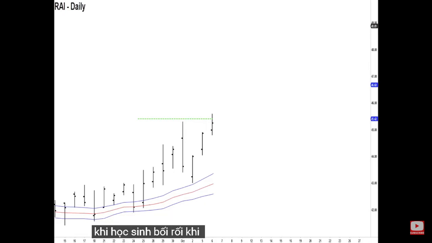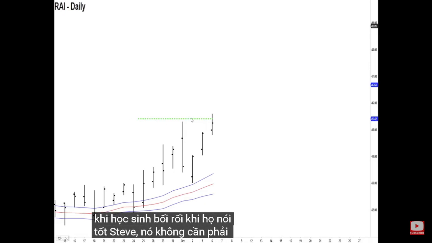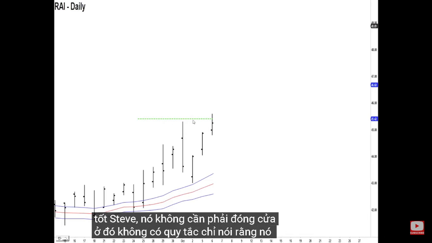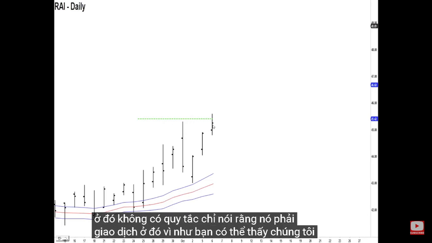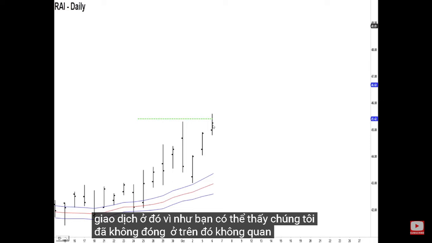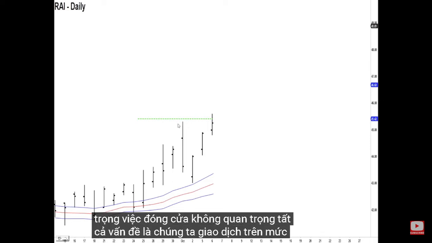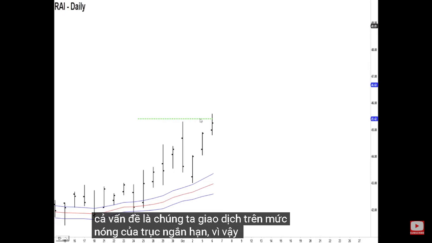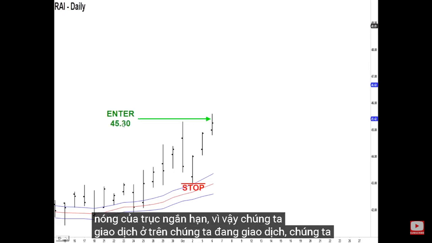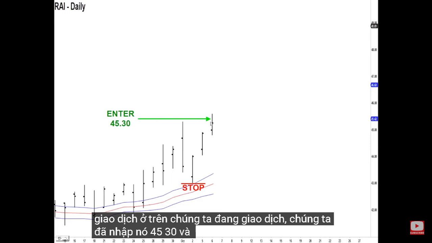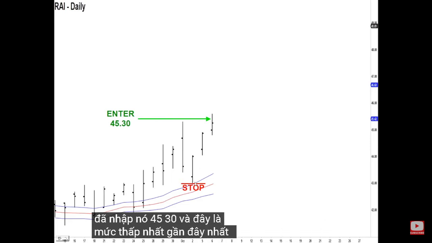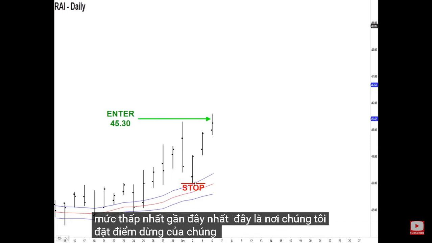Where students get confused is they say, well, Steve, it doesn't have to close up there? No, the rule just states it has to trade there because as you can see, we didn't close above there. That doesn't matter. The close does not matter. All that matters is that we trade above the short-term pivot high. All right, so we traded above. We're in the trade. We entered at 45.30, and here's the most recent low right here. That's where we place our stop.